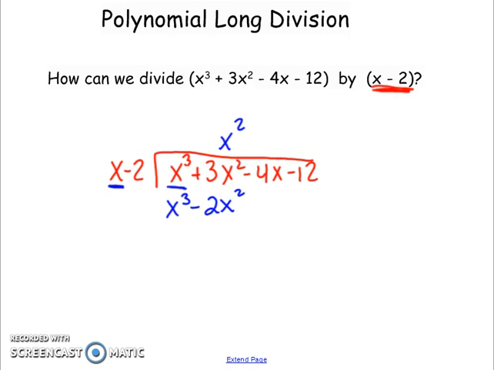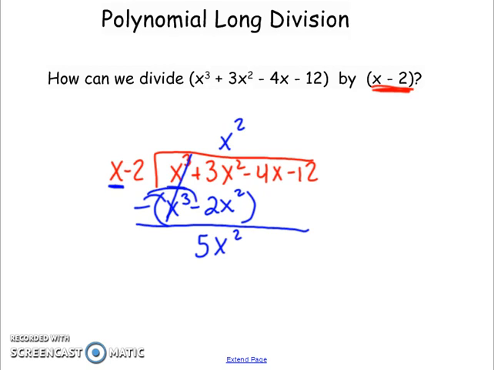Okay, so just like regular long division, we subtract. So we're subtracting the entire thing. Make sure that you're distributing your negative. So we're doing x cubed minus x cubed, which is gone. 3x squared minus a negative 2x squared becomes a 5x squared. So make sure you distribute that negative to both.